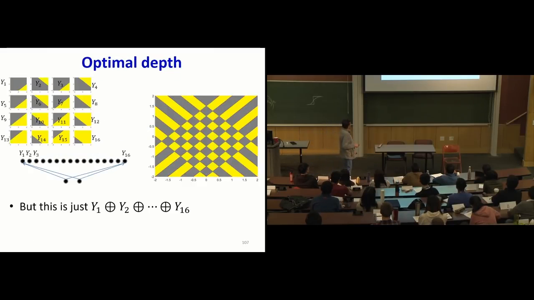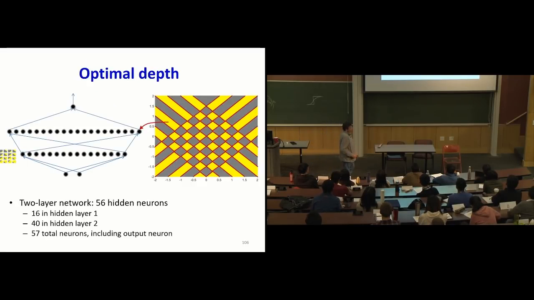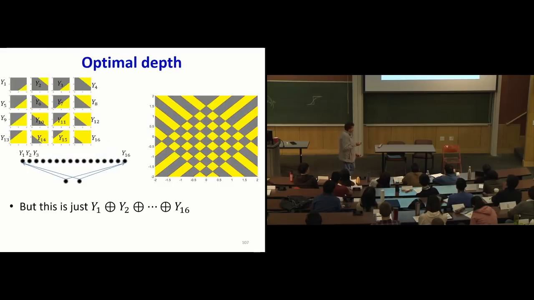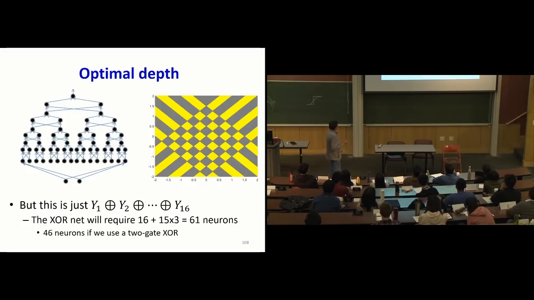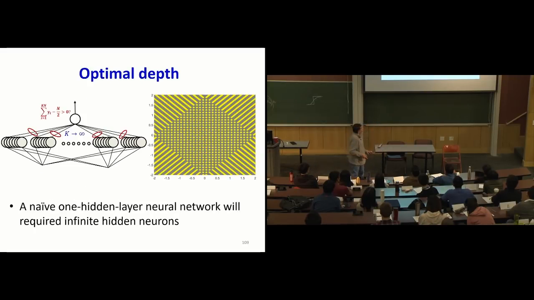But still, can I do this better than 56? Anyone? It's an XOR, right? If I think of all of these lines as just producing Boolean outputs, the rest of the network is just an XOR over those lines. And now I can use an XOR network, and in this case the XOR network is going to need 61 neurons, but then let me give you a more complex version of this guy.